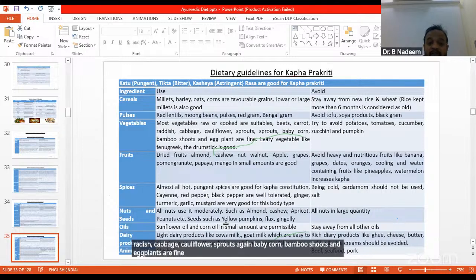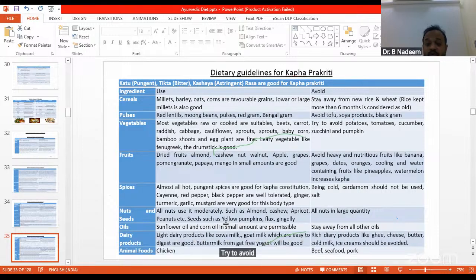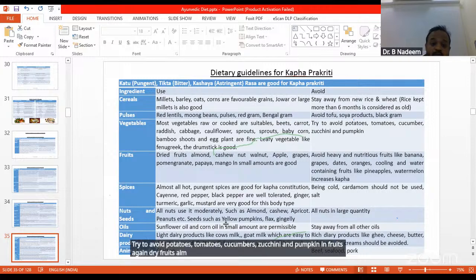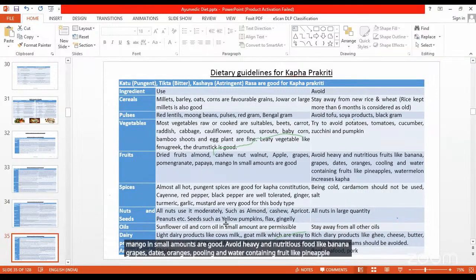Leafy vegetable like fenugreek and drumstick is good. Try to avoid potatoes, tomatoes, cucumbers, zucchini, and pumpkin. In fruits, again, dried fruits, almonds, cashew nut, walnut, apple, grapes, pomegranate, papaya, mango in small amounts are good. Avoid heavy and nutritious food like banana, grapes, dates, oranges, cooling and water containing fruit like pineapple, watermelon increases kapha.